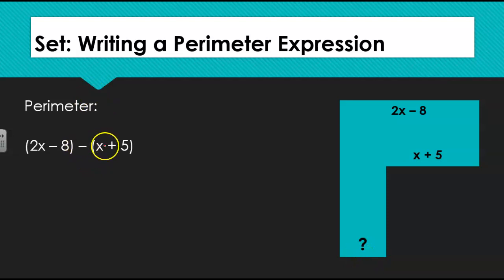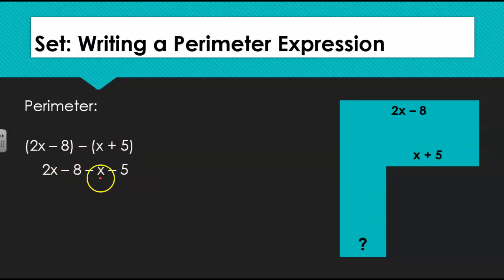We know that when we subtract this expression that's in the parentheses, essentially what we're doing is distributing a -1 to each term within the parentheses. So we're going to be left with 2x minus 8. And then a -1 times x would give me -x. -1 times 5 would give me -5.